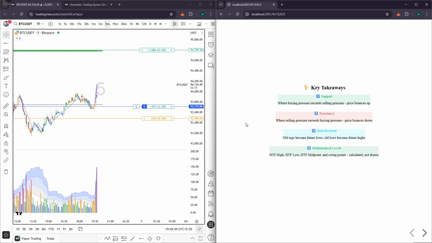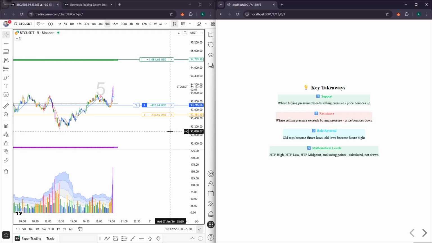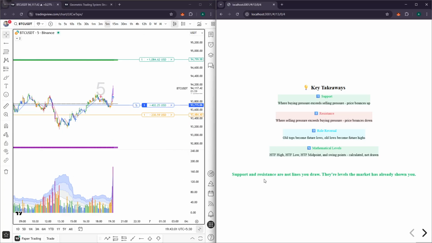So fourth is mathematical levels. So HTF high, low, and midpoint. You see these levels; this and the swing points are all calculated automatically. Mathematically, it's not drawn by hand, which I showed you already. All right, and support and resistance are not lines you draw; they are the levels the market has already shown you.